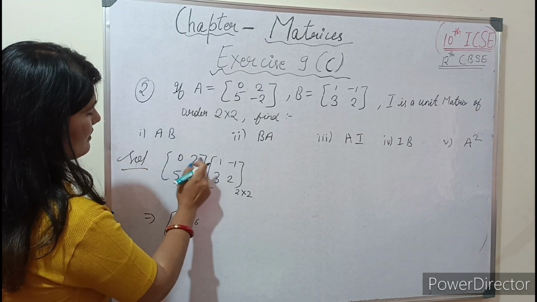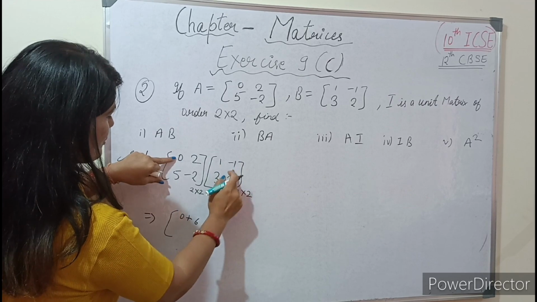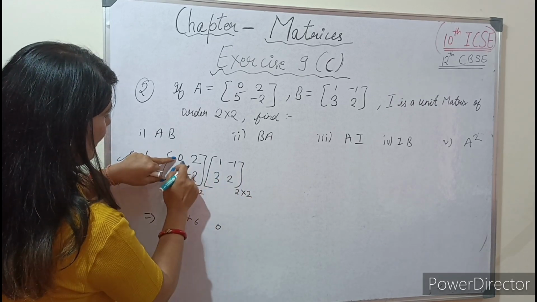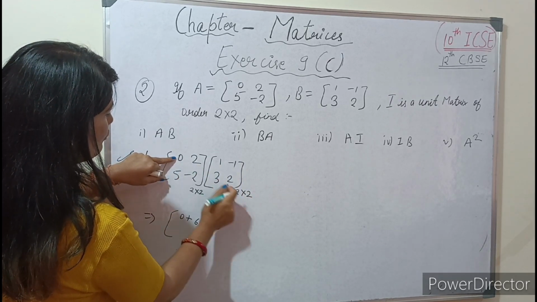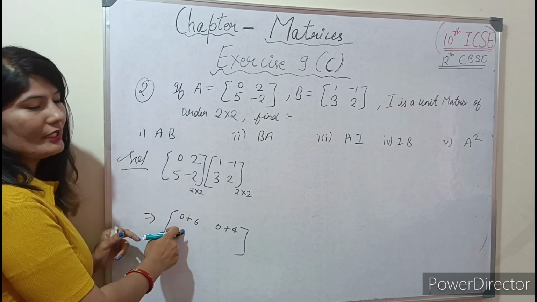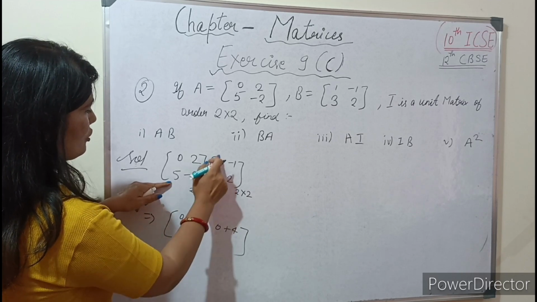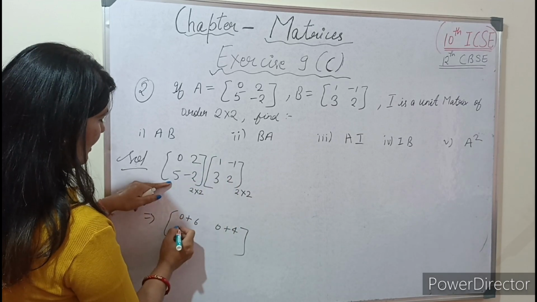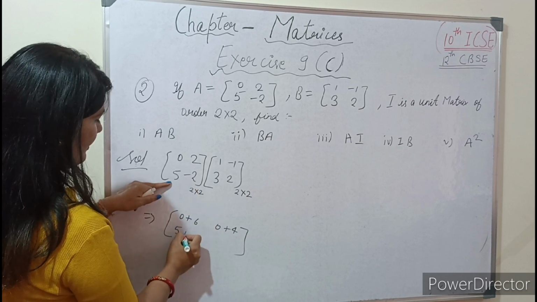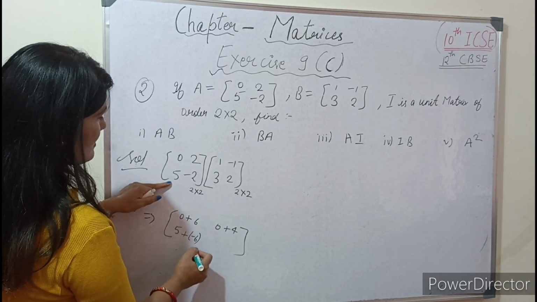The same way, the same row multiply by second column. Now 0 multiply by minus 1 is again 0, and 2 multiply by 2 is 4. Close the bracket. Same way, now come to second row. Now second row multiply by the first column. Now 5 multiply by 1 is 5, plus minus 2 multiply by 3 is minus 6.